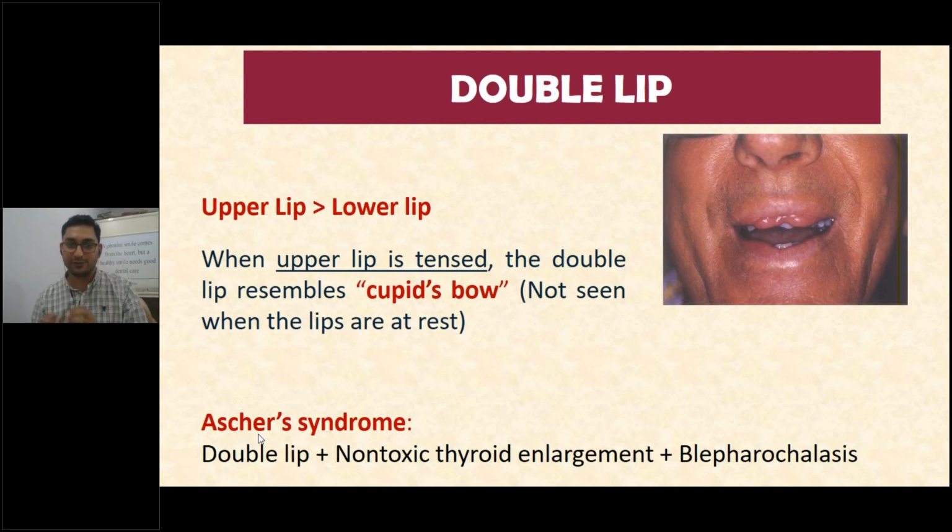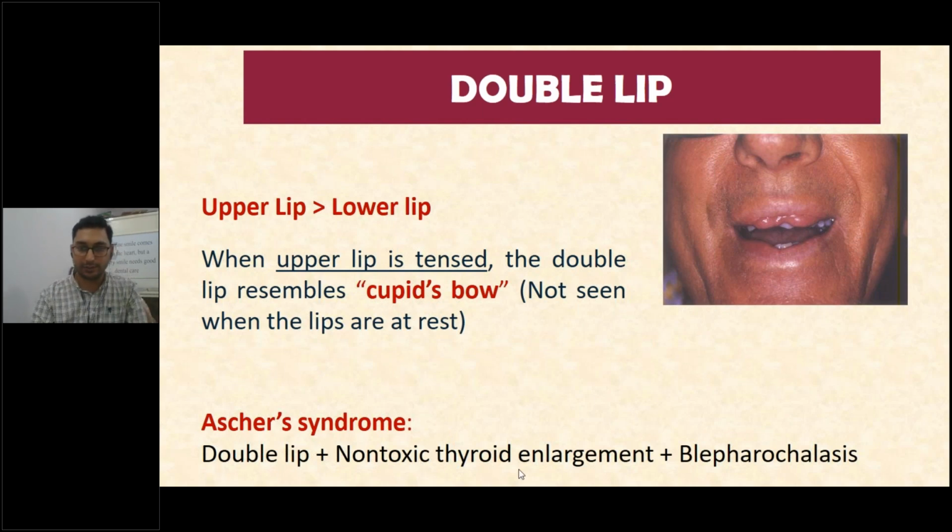See, the motive is to learn, and I used to learn like this only. You make mnemonics, you correlate things differently so that you remember things differently, right? So acha is for Ascher syndrome. So what this will have is double lip, important. This you should not forget.